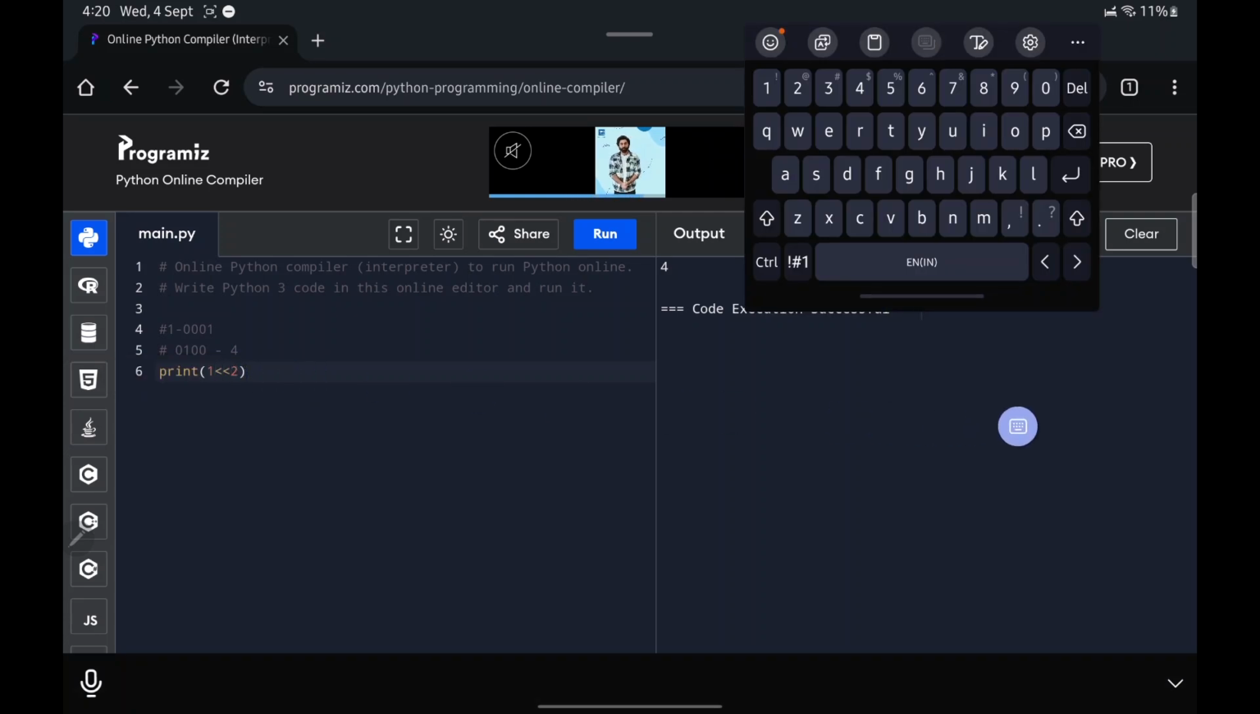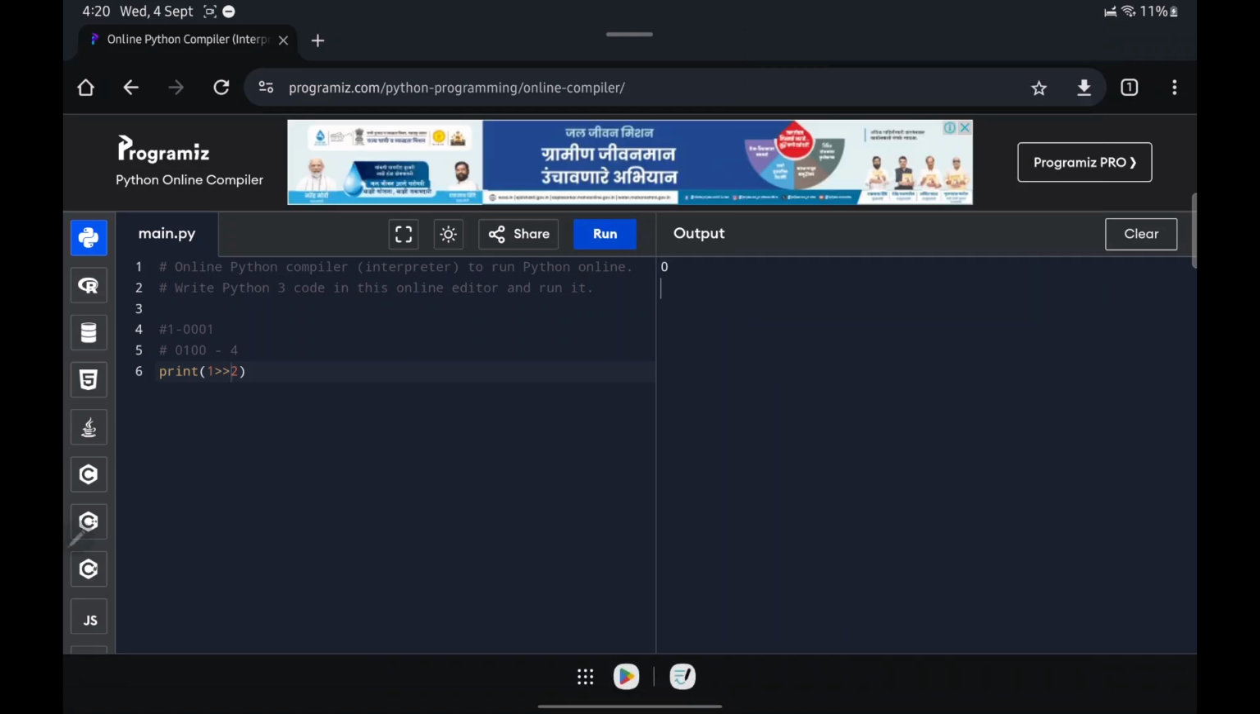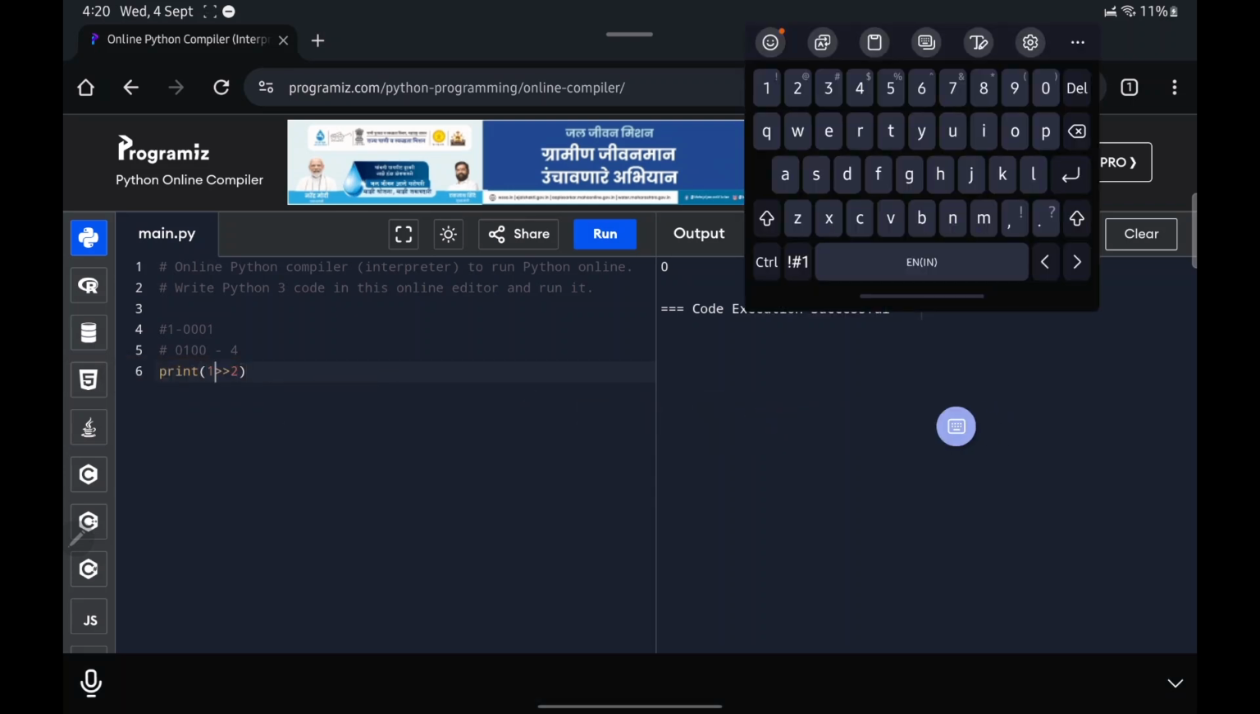And now vice versa, if I do right shift operation on 1, the answer should go to 0, because as per the right shift principle, the rightmost digits will be shifted out, so it will become 0 0 0 0. And now if I run this, see, 0.